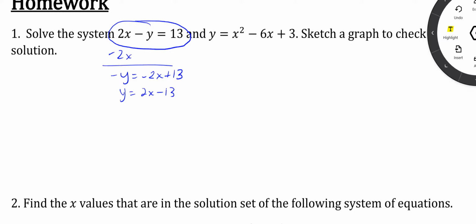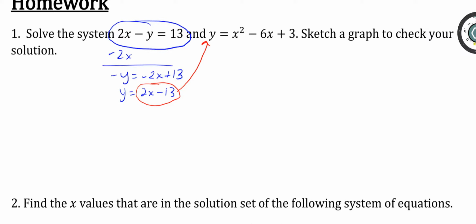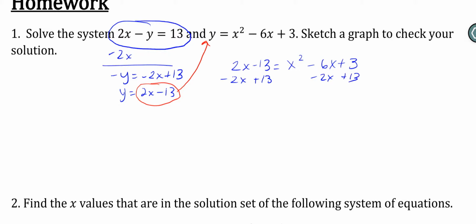So what that tells me I can do is I can take all of this and plug it in for y here. So if I rewrite that, I'm going to wind up getting 2x minus 13 is equal to x squared minus 6x plus 3. If I set this equal to 0, because anytime I see x squared I know I need to do that, so I'd subtract 2x and add 13 to both sides, I get 0 equals x squared minus 8x plus 16, which luckily for us is totally factorable.